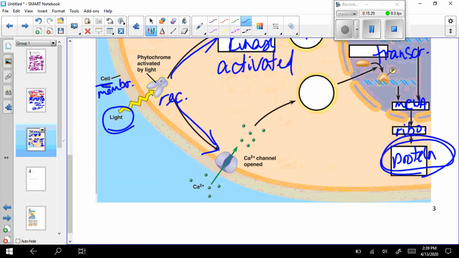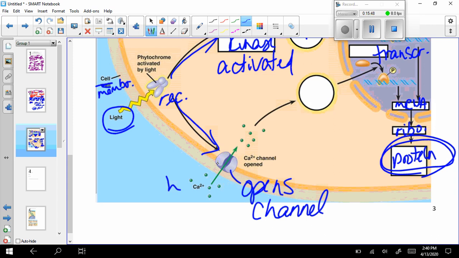The light activating this receptor also opens this channel. So channels allow ions to enter or exit a cell. They're always moving high to low concentration if they're going through a channel, because that's facilitated diffusion. And so here, my calcium, now the gate is open, calcium comes rushing in, and calcium helps to bind this transcription factor and allow transcription to occur. So this pathway had multiple steps.